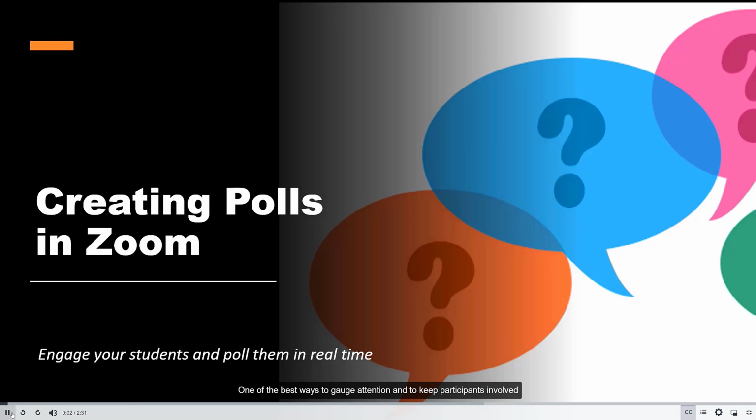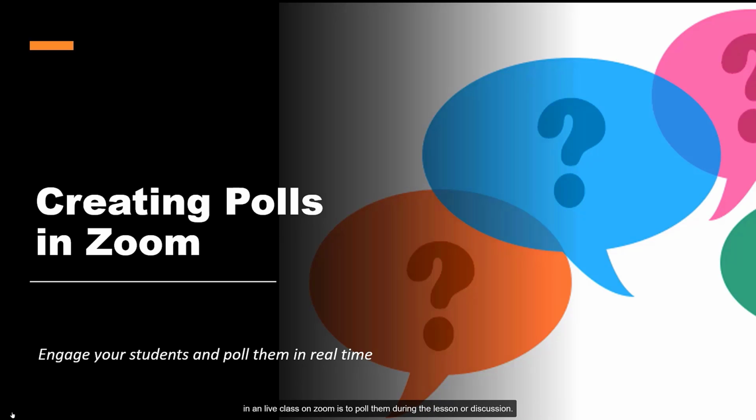One of the best ways to gauge attention and to keep participants involved in a live class on Zoom is to poll them during the lesson or discussion. This tutorial demonstrates how to use the polling feature in Zoom and how to prepare the polls ahead of time, avoiding the awkwardness of creating them on the spot.